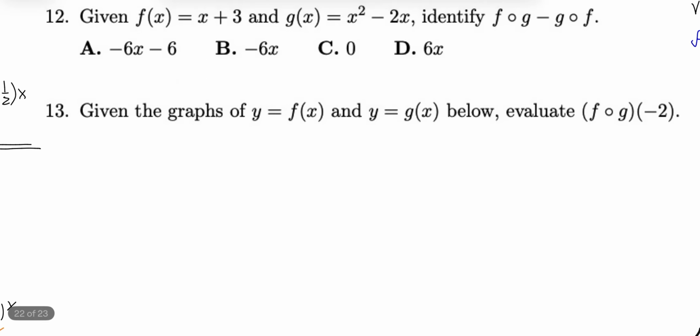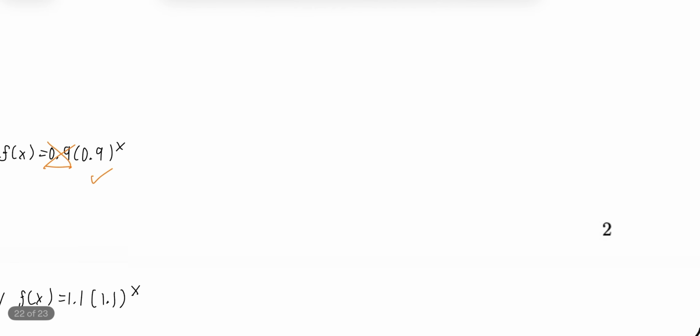Given f of x is equal to x plus 3 and g of x is equal to x squared minus 2x, identify this composition. So it's not too bad. It's just a little bit of algebra. So let's just move this down over here. This is for question 12.